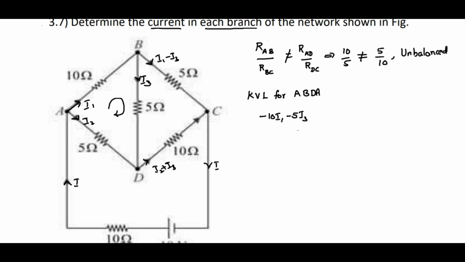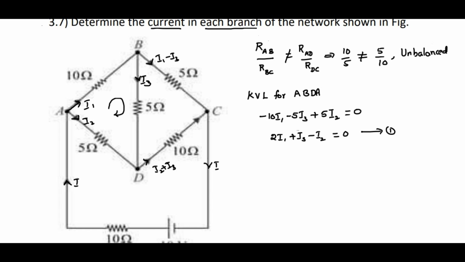And from D to A the potential difference increases. The potential difference from D to A is in the opposite direction of I2. So this one will be plus 5 I2 is equal to 0. I will write the same equation dividing by minus 5. This one will be 2 I1 plus I3 minus I2 is equal to 0. Take it as equation number 1.